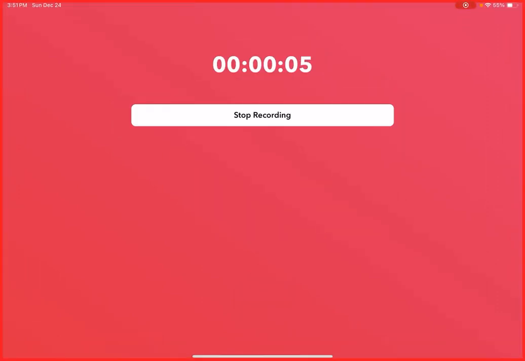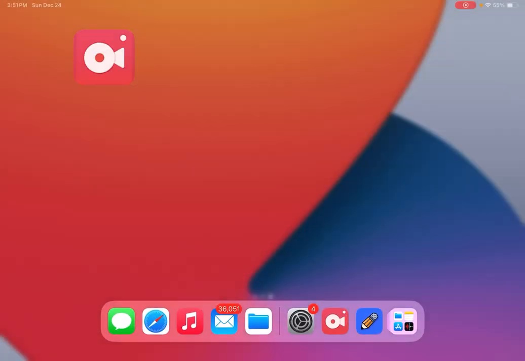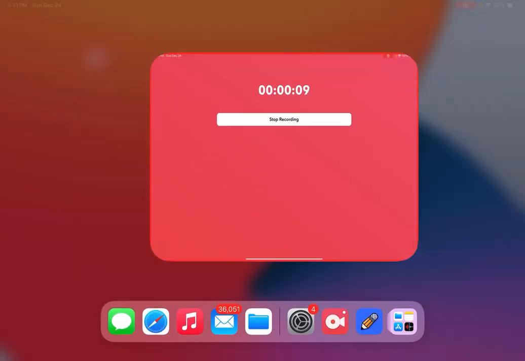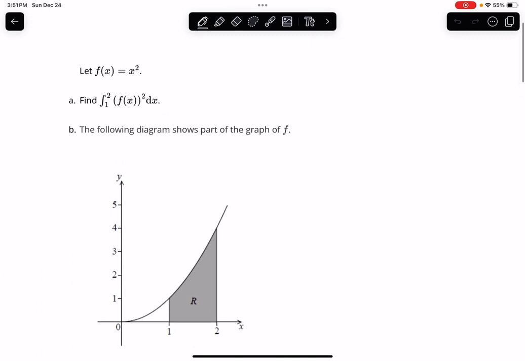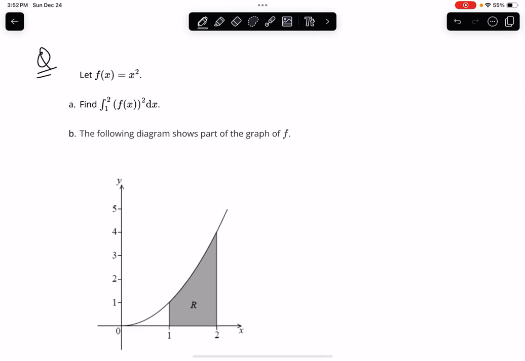Hi. So today we're going to be going over some questions for integration and differentiation. Okay. So here's the question. It's from a past paper.